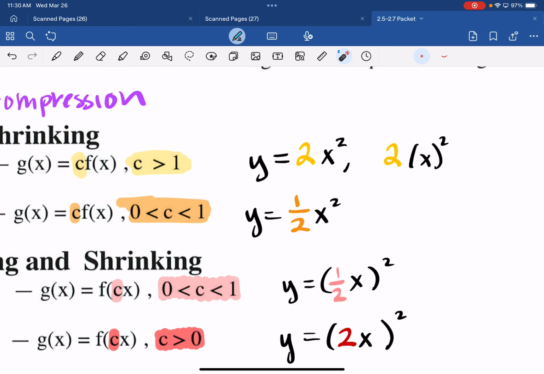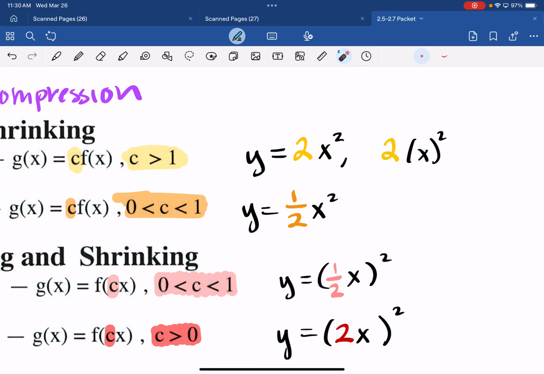Notice with these numbers, we never have a negative in there. We're only looking at whole numbers or fractions, because remember, negatives tell us reflections.